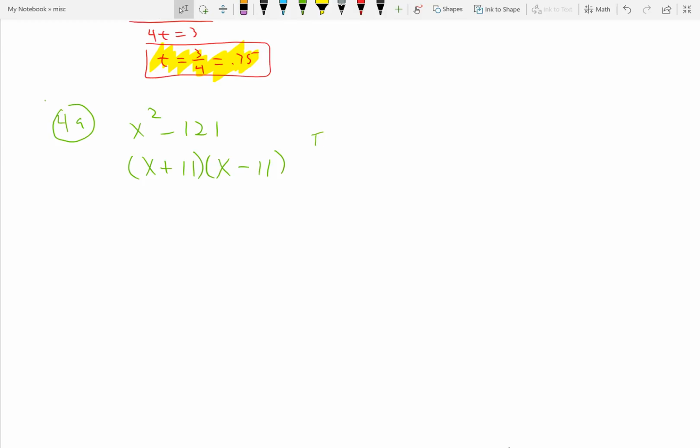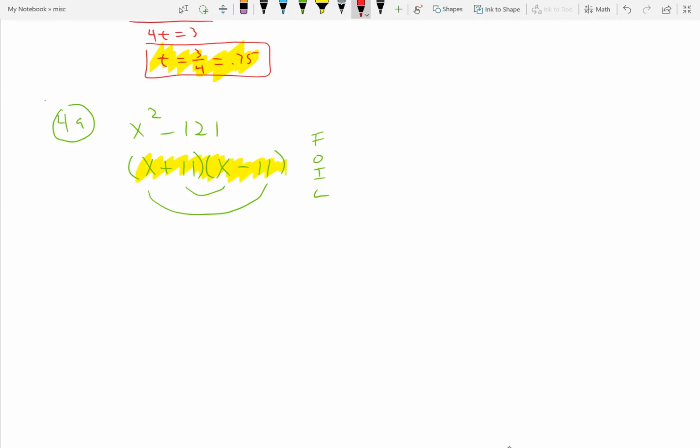Again, if we use this FOIL multiplication, first x times x gives x squared. Last, 11 times 11 is this 121. The outside and the inside will cancel because of positive 11x and negative 11x, they would sum to 0. There's your answer.